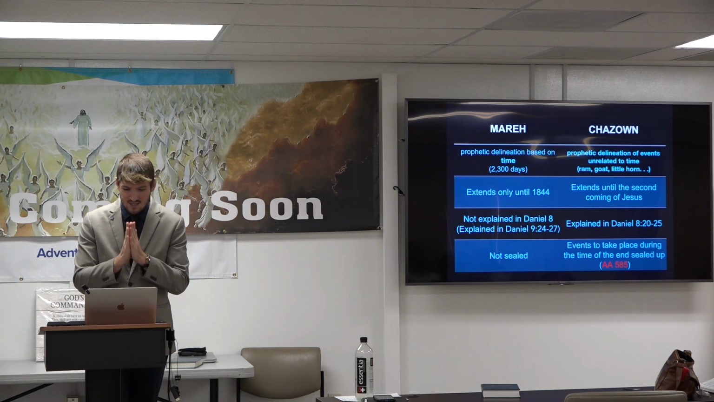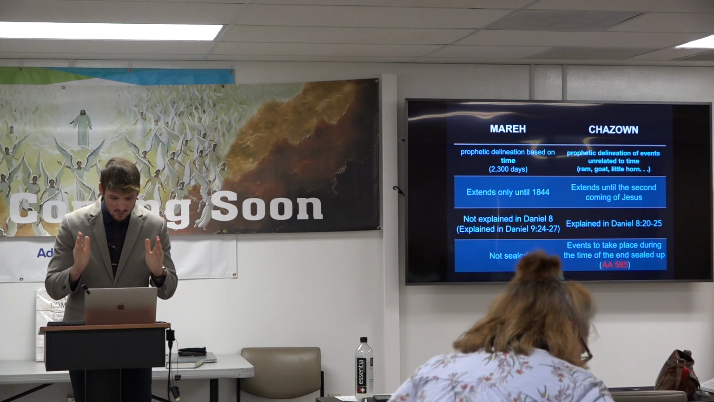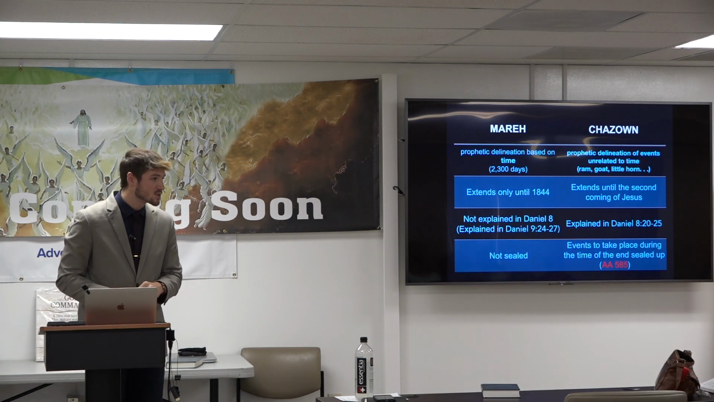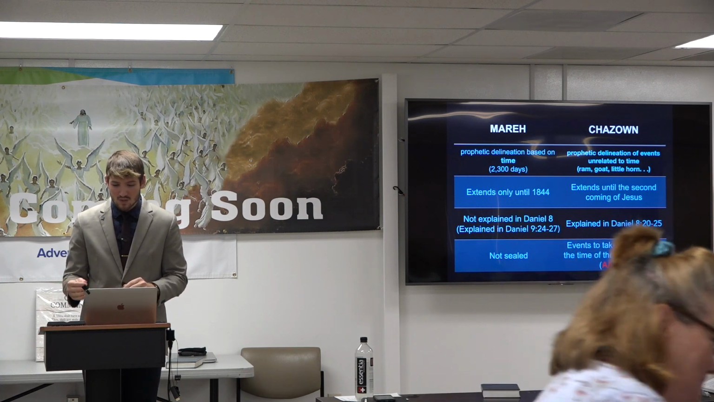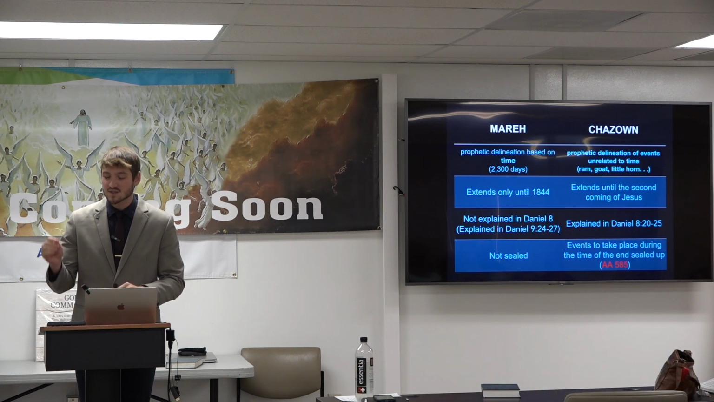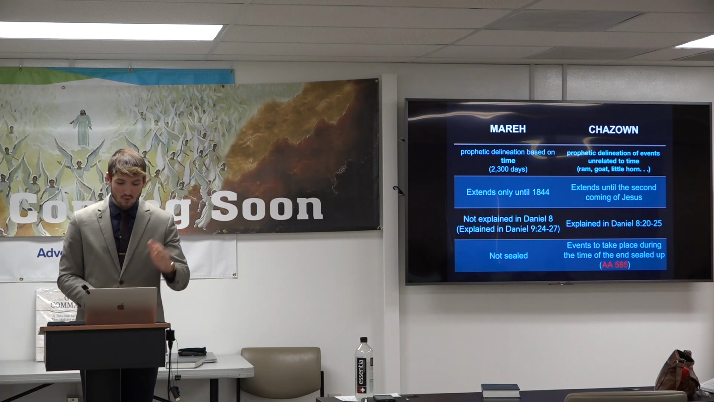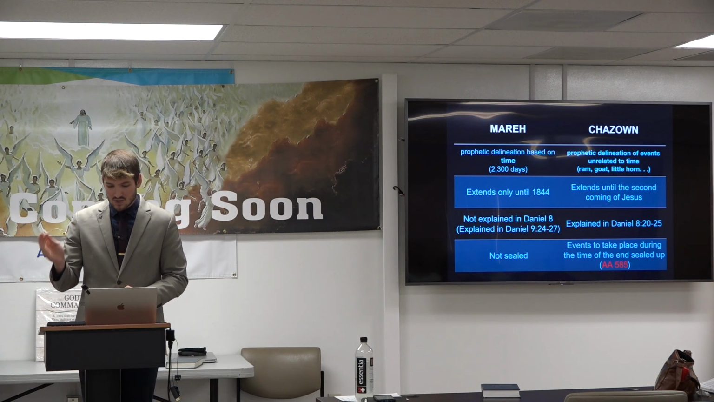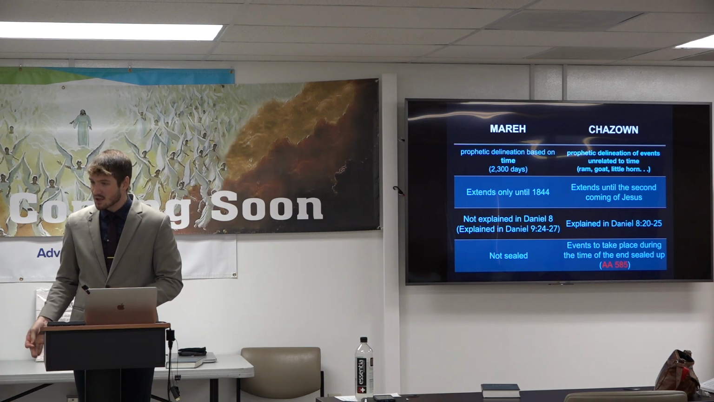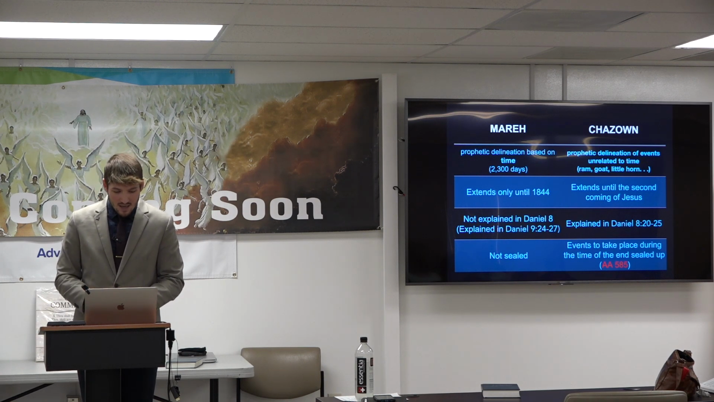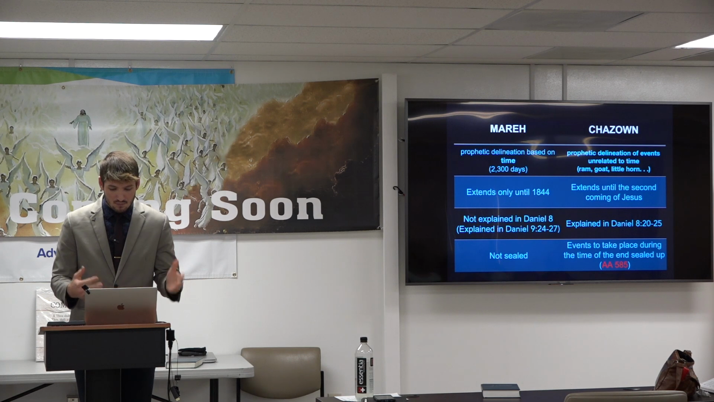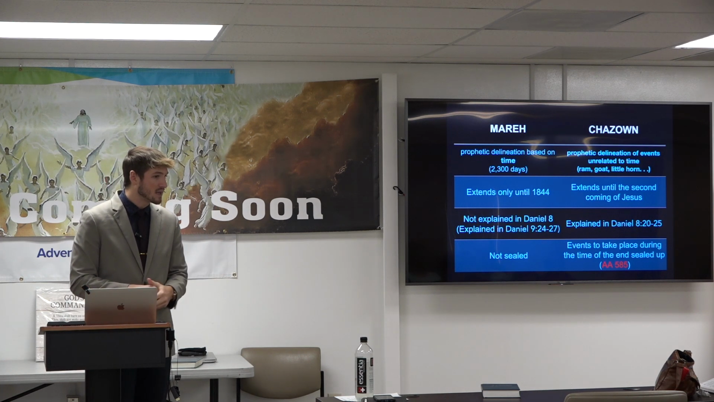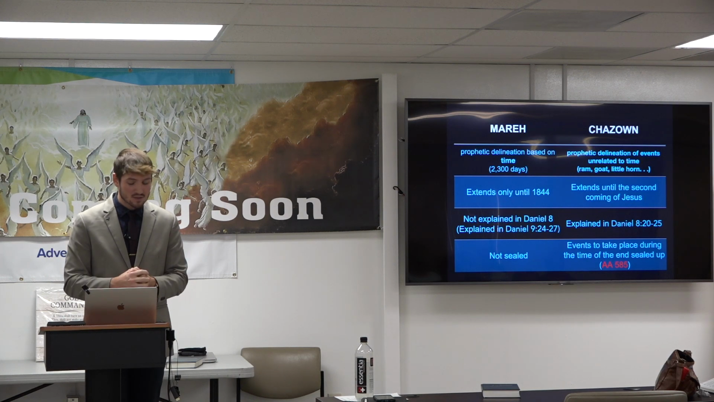So here's a side-by-side comparison. The Mareh was a prophetic delineation based on time, the 2300 days. The Chazone was a prophetic delineation of events unrelated to time. The Mareh went exactly to 1844. The Chazone extends until the second coming of Jesus. Daniel 8, the beginning of the Mareh was really expounded upon in Daniel 9 when it would begin. That's the key that explains when it starts.